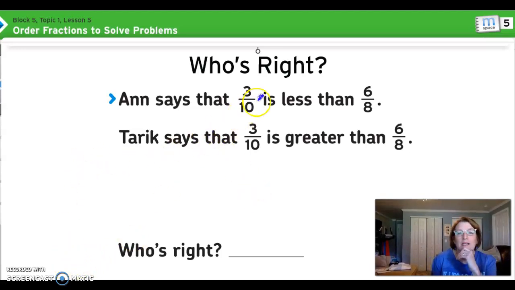Anne says that 3/10 is less than 6/8. Tarek says that 3/10 is greater than 6/8. Who's right? Take a minute, pause the video if you want, and try to decide the answer to that.